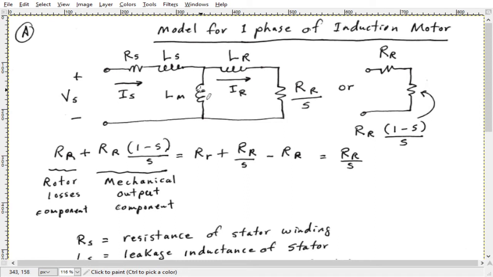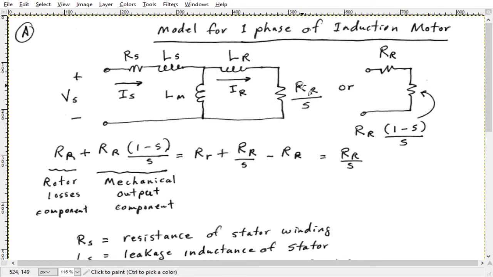This magnetic field or flux generated by the magnetizing inductance, the coils in the stator, couples with the rotor. When it couples with the rotor, it induces currents and voltages and a magnetic field inside the rotor. The magnetic field generated by the rotor interacts with the magnetic field here. Not all of that magnetic field interacts with this. Some of it is lost or leaks out, and that's represented by LR here.